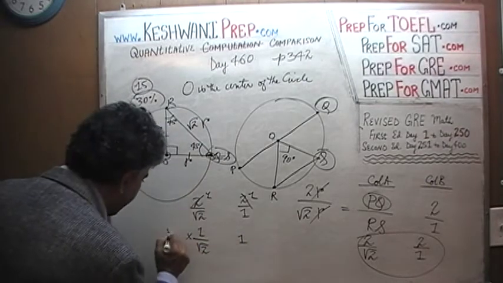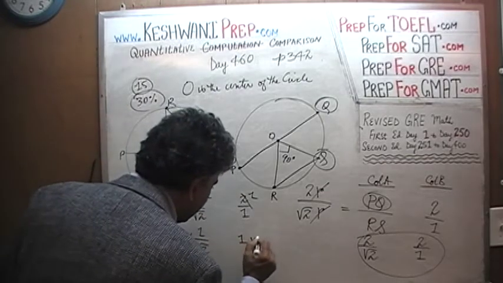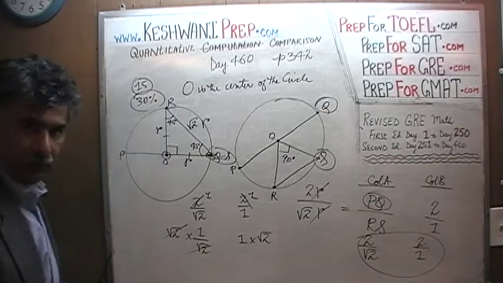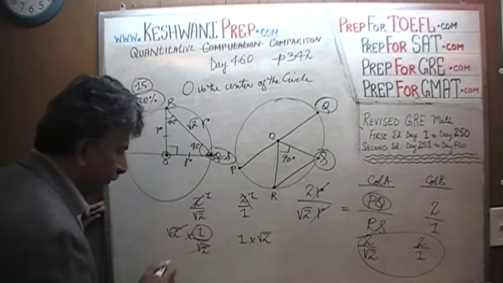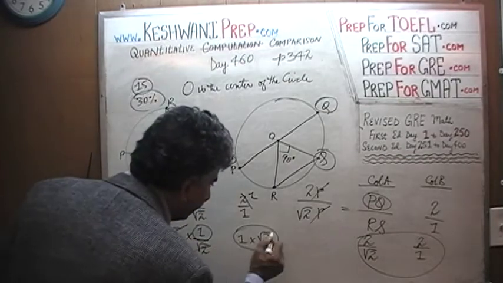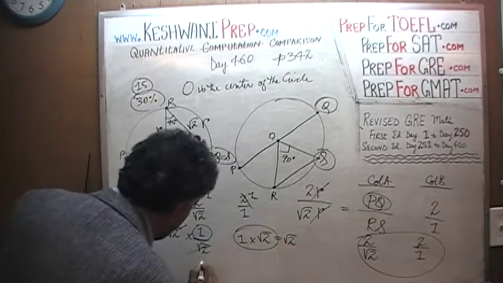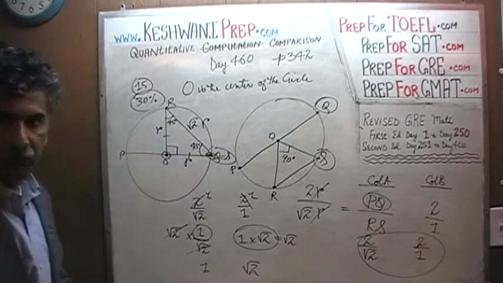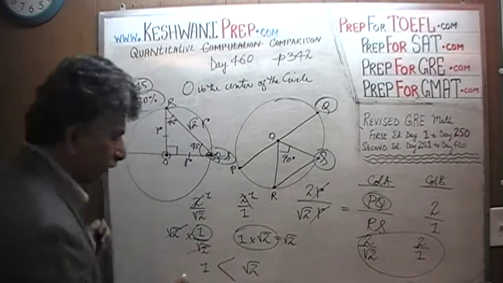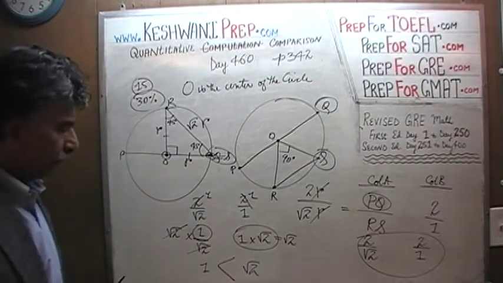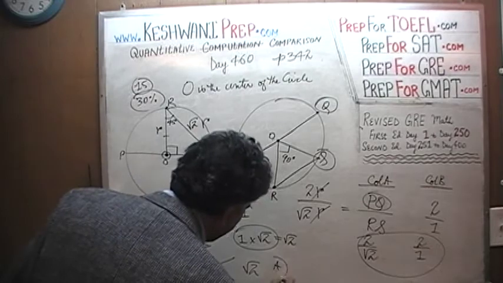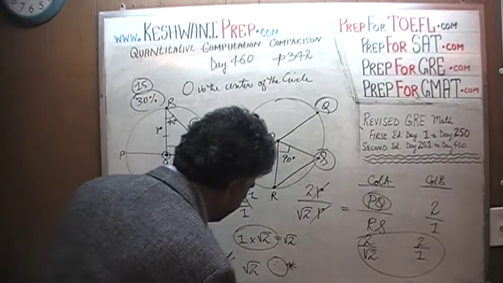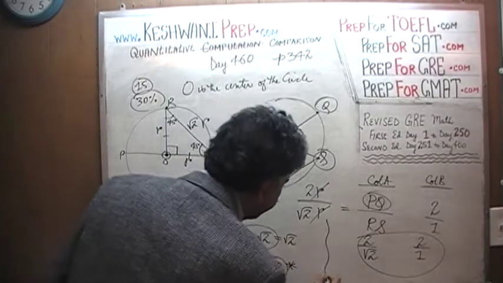Multiply both columns by root 2. Multiply this column by root 2. Multiply this column by root 2. And if you do that, root 2 drops out. In the first column, we end up with 1. In the second column, we end up with root 2. 1 versus root 2, and of course we know that root 2 is more than 1. The answer is A. Or rather, the answer is B. That's all.